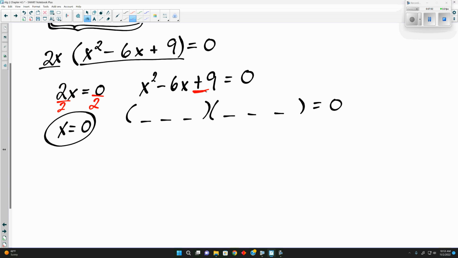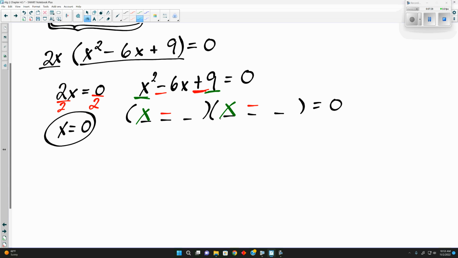If the third term is negative, the signs are opposite. So here the third term is positive, so the signs are the same and they match the sign of the middle term, which is negative. So we have negative and negative. Now we need to find the factors of the first and third term. So what multiplied together gives us x squared, and x, because we only have one set of factors for x squared.